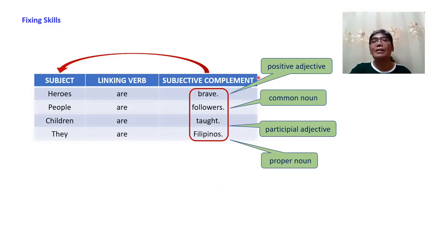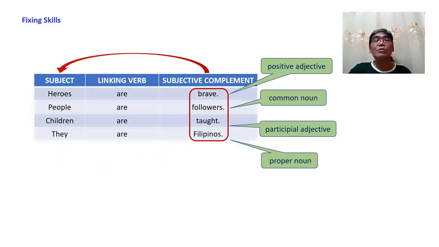Meaning to say, the positive adjective brave modifies the subject heroes. The common noun followers gives another name for the subject people. The participial adjective taught modifies the subject children. And the proper noun Filipinos identifies the subject they.